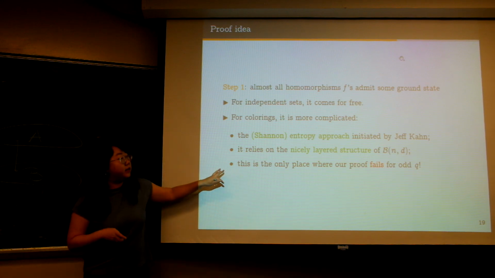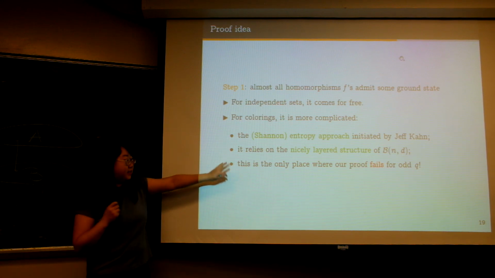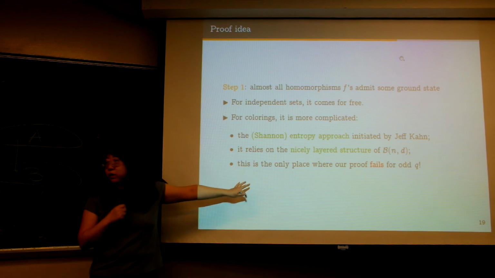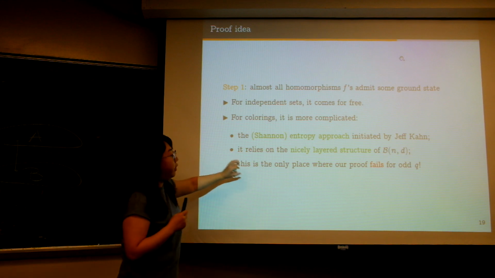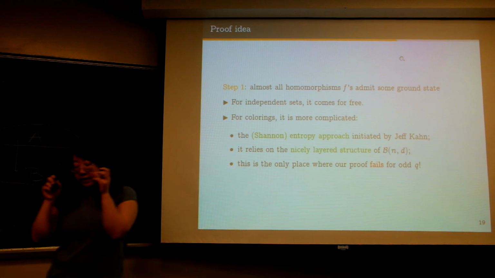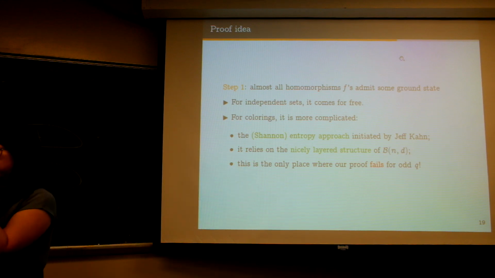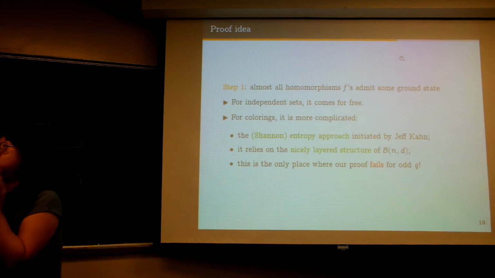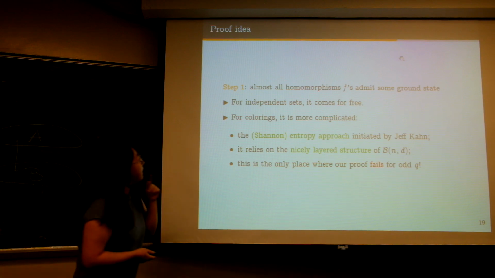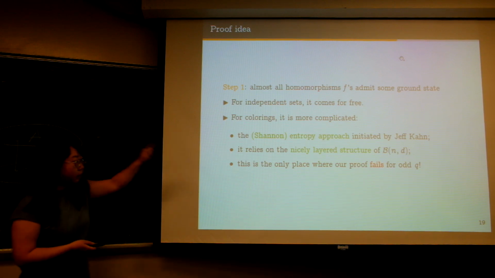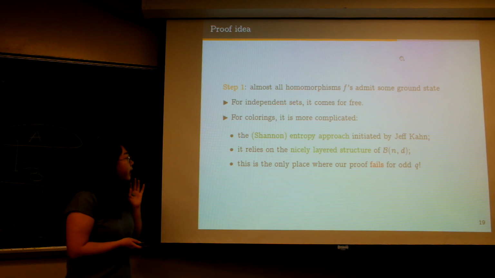And the third part answers Shira's question. This is actually the only place where our proof fails for the odd Q. This is because, for the odd case, there's a very tiny thing: for two patterns, we couldn't distinguish them. We know one of them is better, but if you combine them, you just don't get it. I think it's because the estimation is not precise enough to distinguish them. Okay, so that's the part. This part really relies on the structure of the line graph.